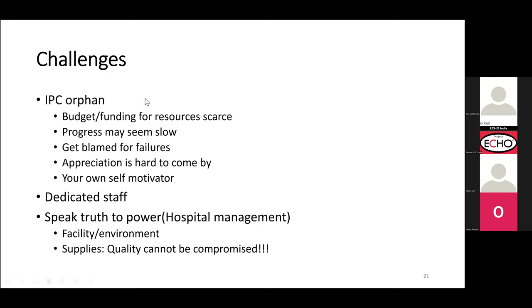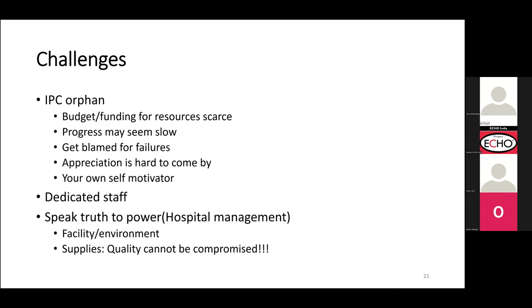I have mentioned the lack of dedicated staff. We have an 891-bed facility. Ideally, you should have one full-time IPC professional to 250 beds. But here, we do not have any full-time IPC staff, and our time is usually distributed between a myriad of activities. So keeping focus to achieve your goal is also a challenge.